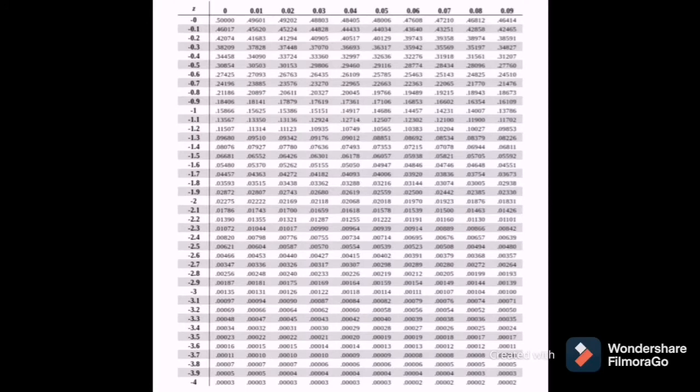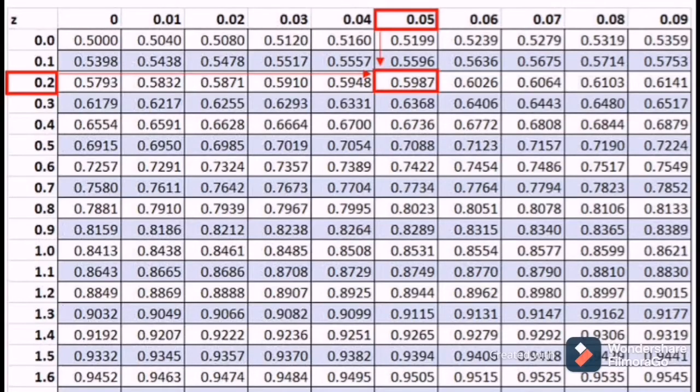Ito naman yung side na negative yung z natin. So, kung negative yung hinahanap na z, dito tayo titingin and hahanapin yung number na hinahanap. So, madali lang naman to gamitin. Ang gagawin mo lang is, hanapin mo sa z yung hinahanap mong given. So, ito yung example kung paano gamitin yung z-table.